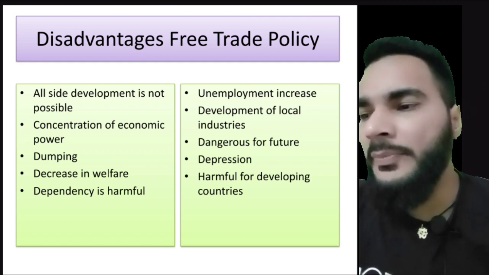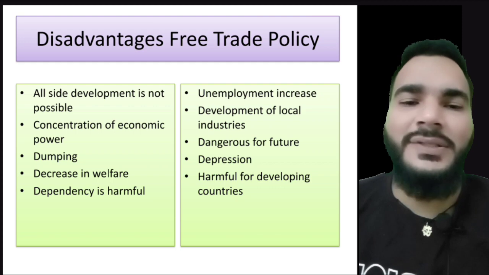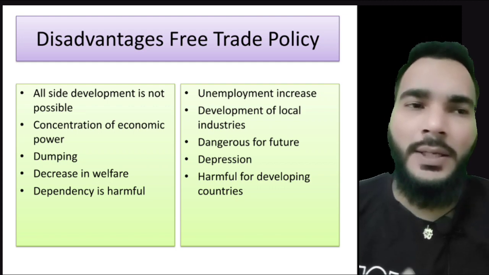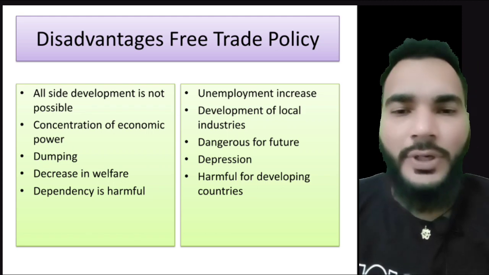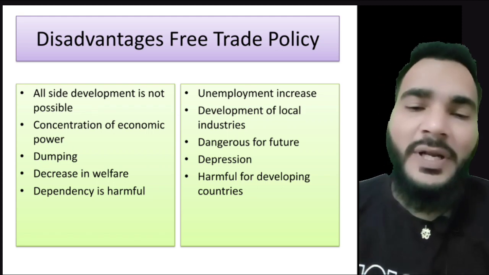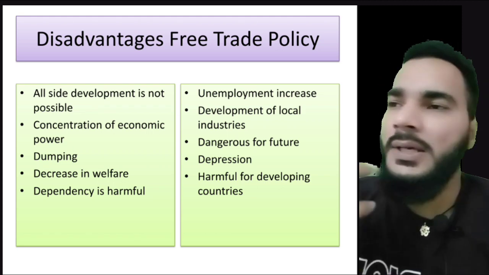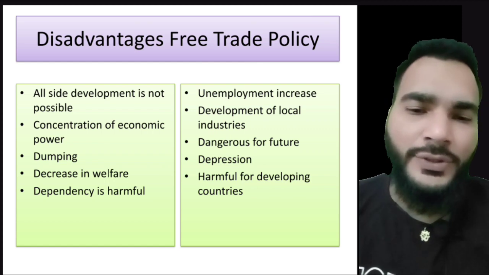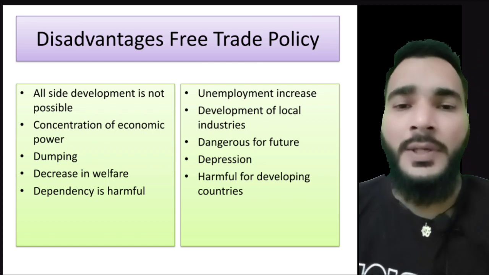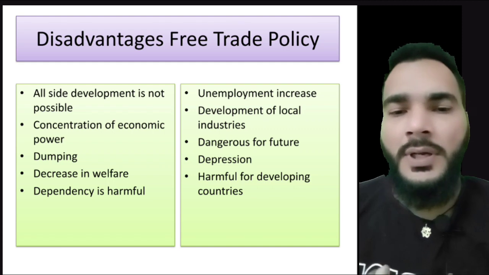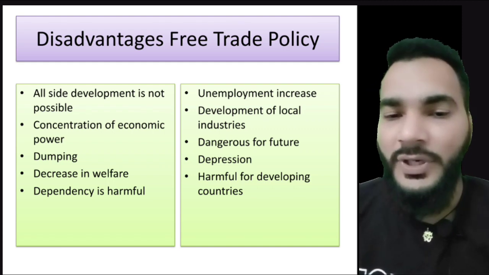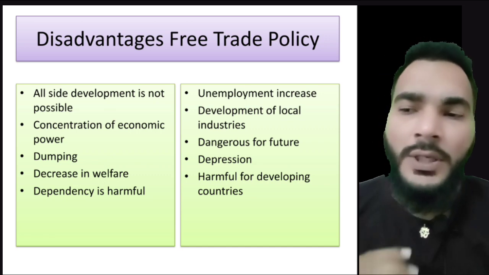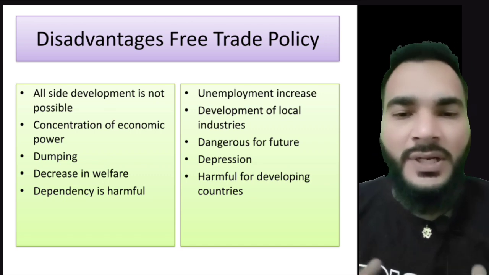Then next we have dependency is harmful. That is very clear. If you are relying on different countries for particular things, relying is not a good thing. Let's take an example. If India focuses on industries and the service sector, we need to rely on other countries for agriculture, and that would be very harmful. Relying is not a good thing, so we need to manage each and every sector.